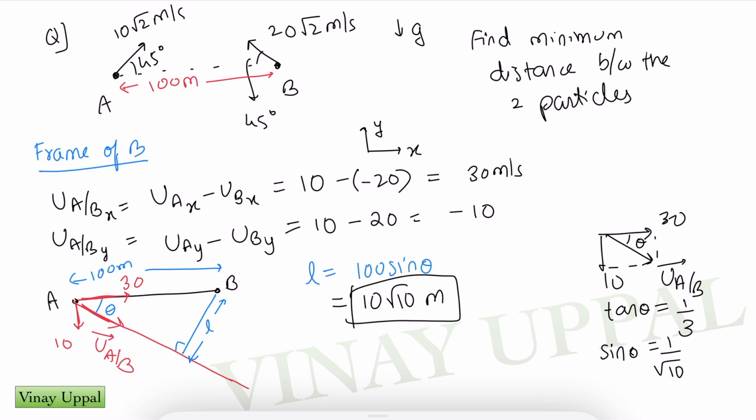So once again, we've avoided any concept of projectile motion here. By going in the frame of one of the particles, the other particle just performs straight line motion at a constant speed, and that makes our calculations very easy.